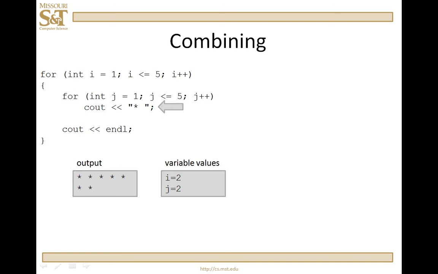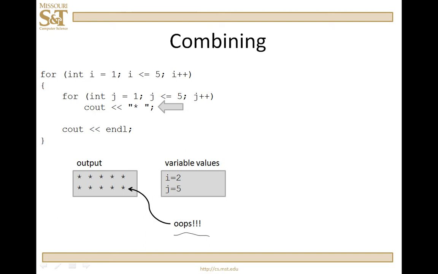Check, is that less than 5? Yes. Output a star. Increment to 3, is it less than 5? Yes. Output a star. Increment to 4, is that less than 5? Yes. Output a star. Increment to 5, is that less than or equal to 5? Yes. We output a star. And what? Whoops. We didn't want that, did we? The pattern we're looking for doesn't have that. So we've made a mistake.